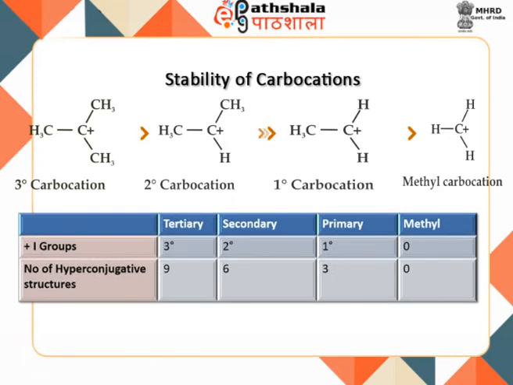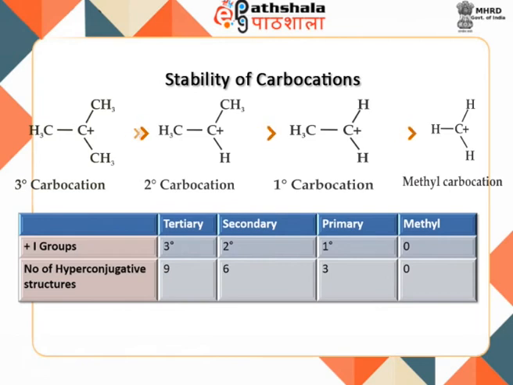The plus I effect of the alkyl group pushes two electrons towards the electron deficient carbon, making it more stable. In tertiary, there are three inductive alkyl groups, in secondary, two, in primary, one, and in methyl, none.